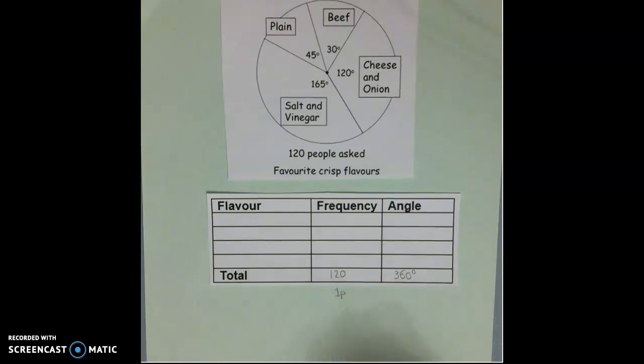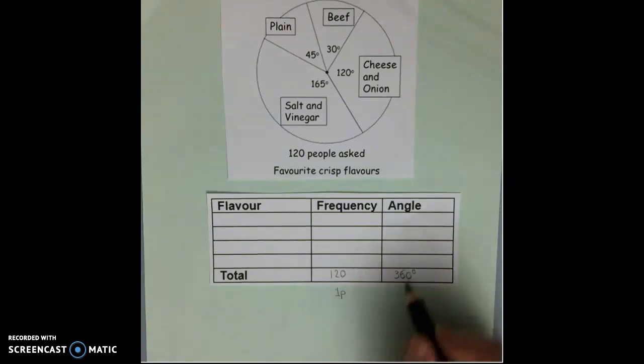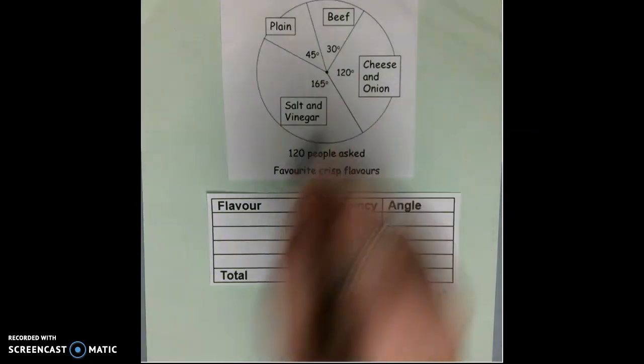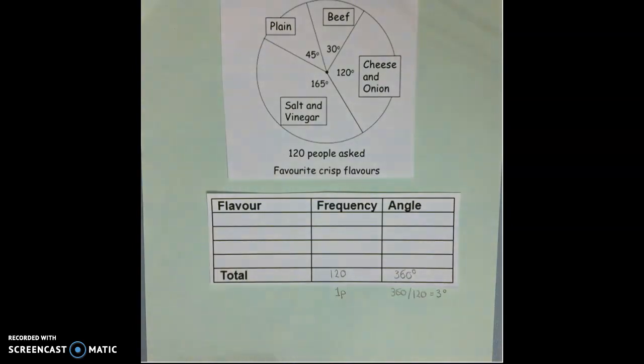So to work out how many degrees equals one person, we would do 360 divided by 120, so divided by the number of people, and that would give us 3 degrees. So we know that every 3 degrees in this circle represents one person. So we can use that information to fill in the table.